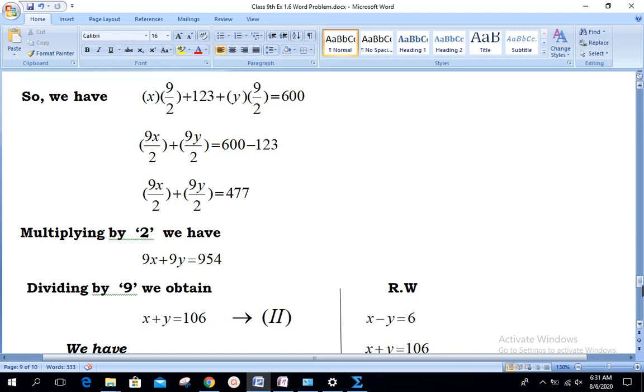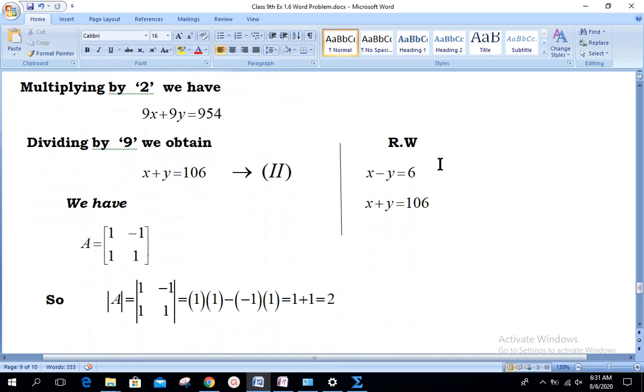Again, for your easiness, I have written the two equations on the right hand side of the working column so as to make matrix A, matrix AX, matrix AY from here easily. Well clear, 1, 1 is the first column of my matrix A, then minus 1, 1 is the second column of my matrix A. Our next job is to find the A determinant. Applying order of determinant, the result becomes 2.